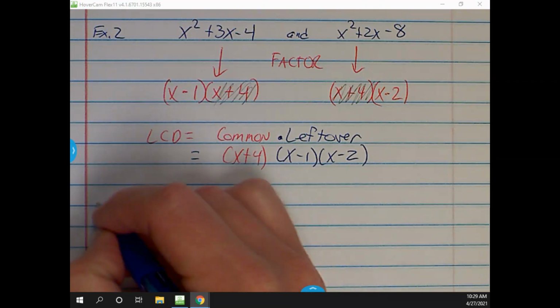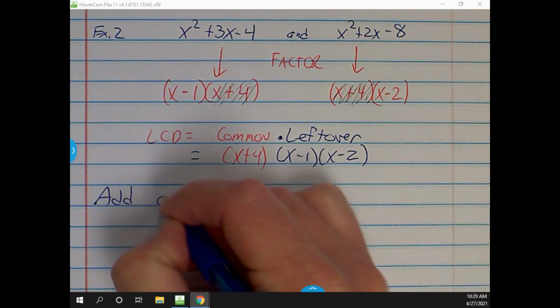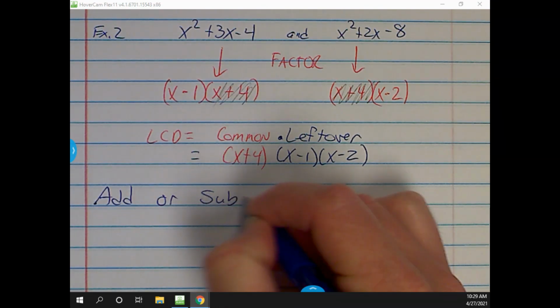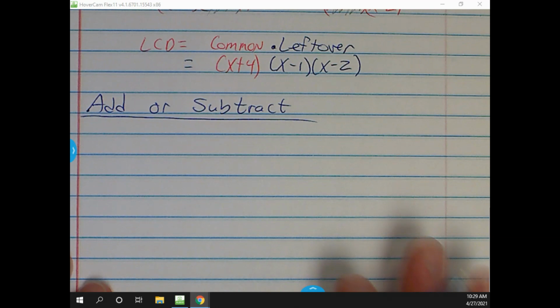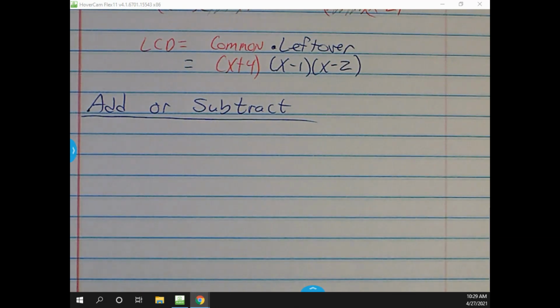Okay, so here's where we're going to go all the way with these. We're just going to add or subtract. That's going to be the directions. Just add or subtract. And it may say add or subtract the rational expressions. We're still just adding or subtracting.